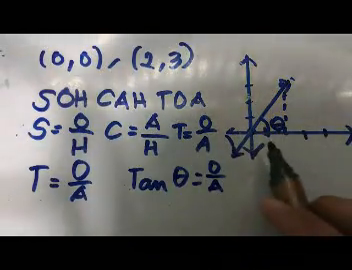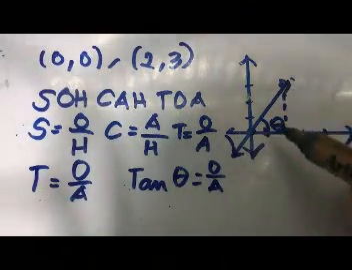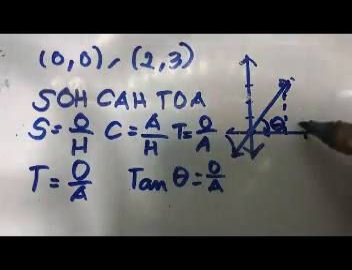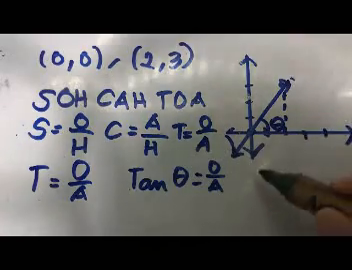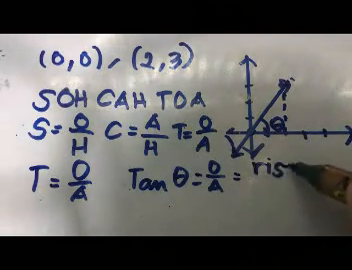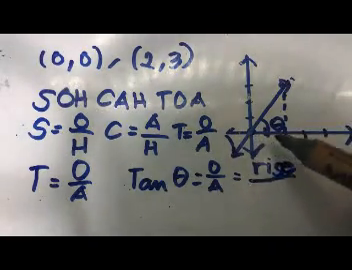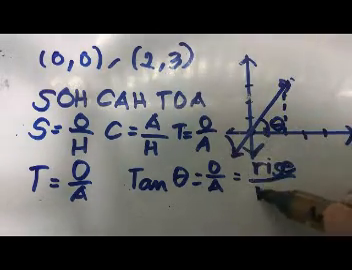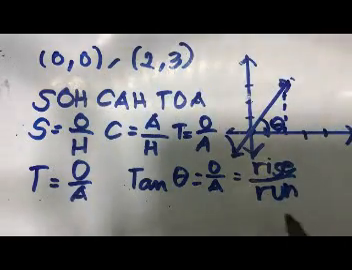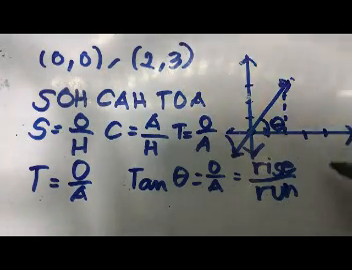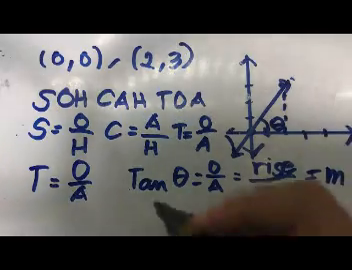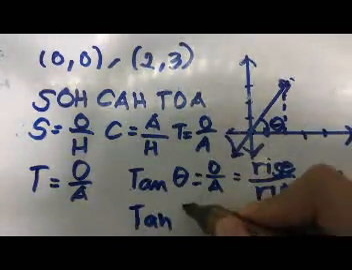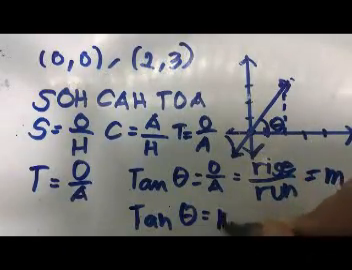So when we look at this angle right here, we can see that this line that we constructed is the opposite. And what is it in this line? It is the rise of the line. So rise. And the adjacent is this one, and this is the run. Isn't this formula familiar? This is equal to the slope. So now we get the formula for angle of inclination, which is tangent theta equals slope.